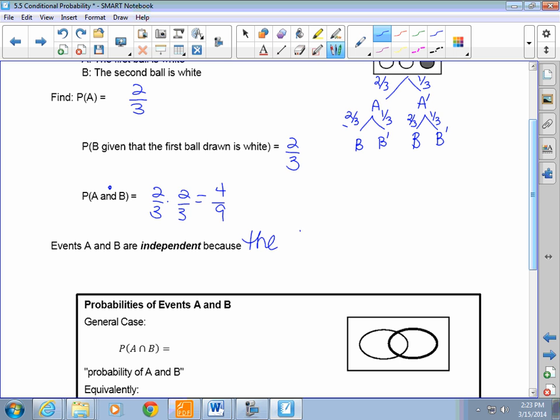So they're independent because the outcome of the second event does not depend on what happened in the first event.